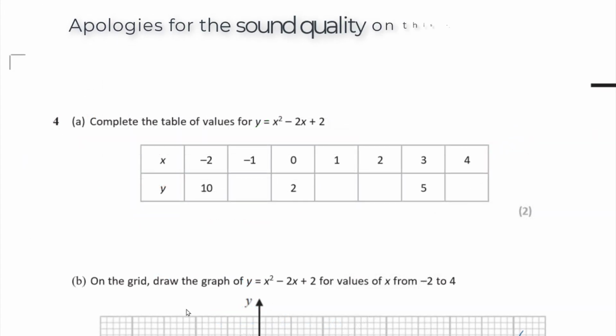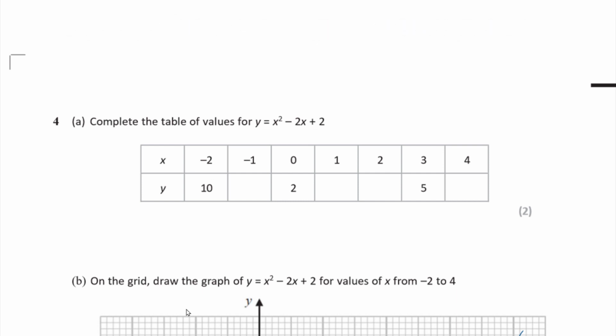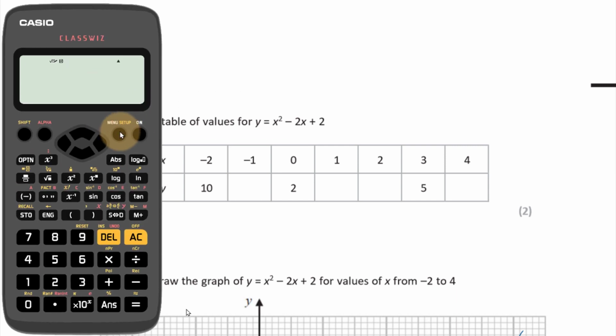Question 4. Complete the table of values for y equals x squared minus 2x plus 2. Okay, now this is a calculator paper, so this is very much a job for the calculator, and in particular the table mode. So if you press the mode button on your calculator and go into table mode, which is option 3, you should get f of x equals appear on the screen. Now f of x equals is the same thing as y equals. So what we need to do is to tap this equation into the calculator.